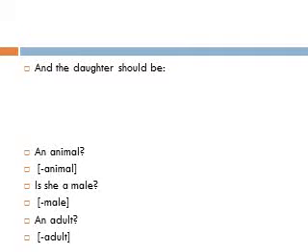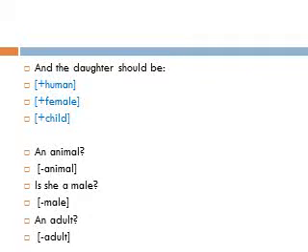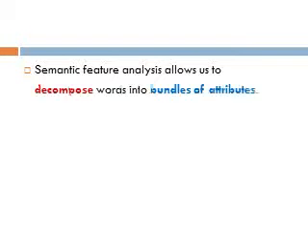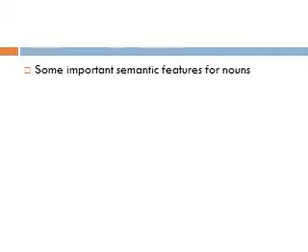If we want to consider the plus semantic features, then we would say that she is plus human, plus female, plus child. So one of the benefits of semantic features is that semantic feature analysis allows us to decompose words into bundles of attributes, as we have just seen. So let's see more examples to further illustrate this point.